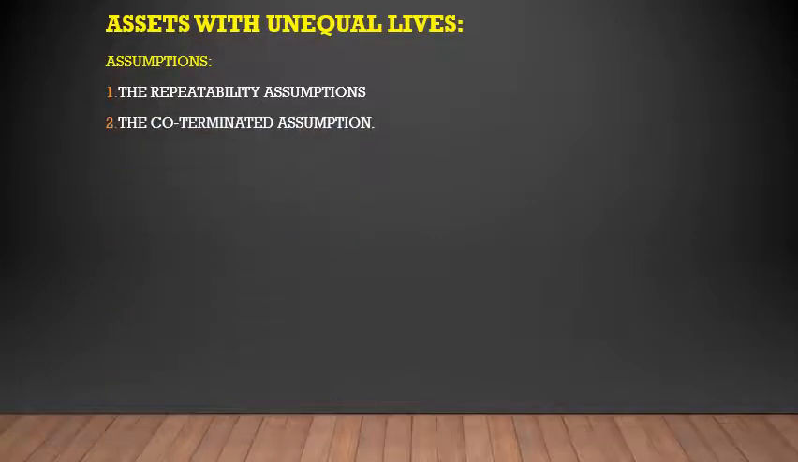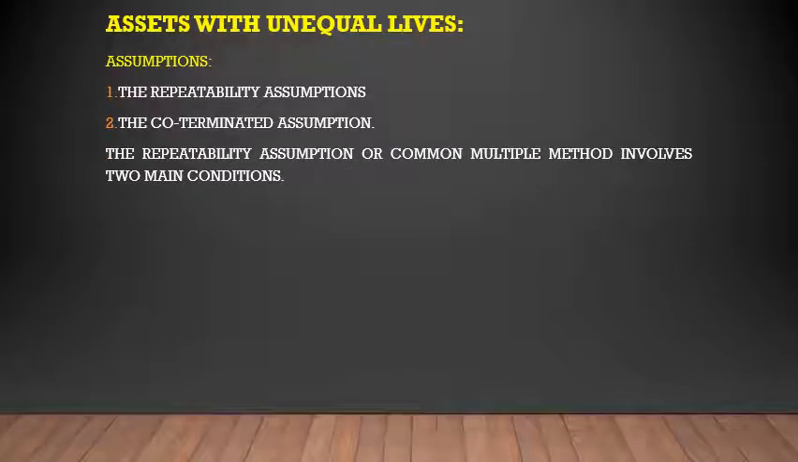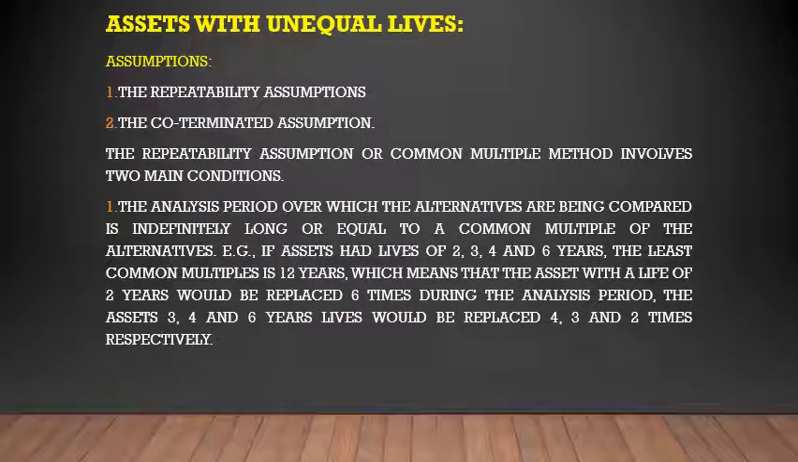The other one is the co-terminated assumption. When I use the repeatability assumption, I calculate a common multiple between the two alternatives so that they attain the same life by repeating themselves as many times as required. Okay, and that is how we calculate. For example, if assets have lives of 2, 3, 4 and 6 years, what is the least common multiple between them? When I calculate, I get 12.